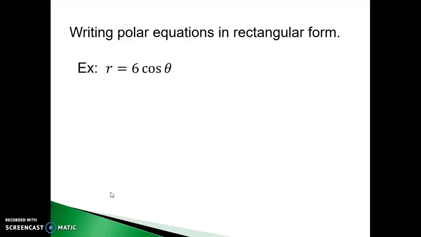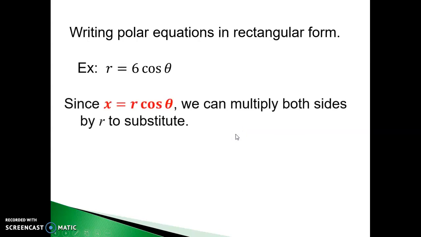Now, not all of these are going to be as simple as you saw, so I'm going to give you an example where you might have to do a little bit more work. Looking at this one, we have r is equal to 6 cosine of theta. I don't have any way to substitute for just cosine or just r. So what I could do is multiply by r on both sides, because what I'm going for is the fact that x is r cosine theta. So I want to get an r on this side.